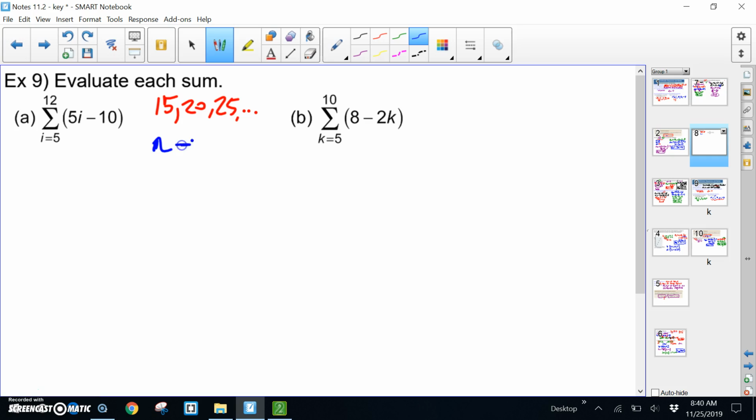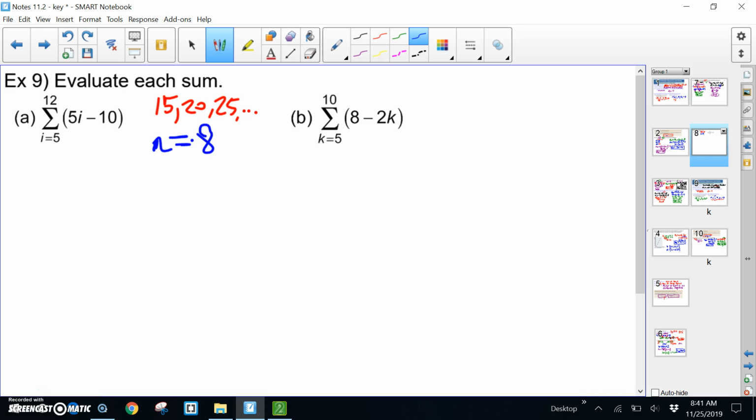Okay, it's not obvious, but it's also not difficult to figure out. If you're going to plug in 5, 6, 7, 8, 9, 10, 11, 12, use your fingers if you have to, but that means we're going to end up plugging 8 things in, okay? It's not 12 minus 5 is 7, it's 12 minus 5 plus 1 is 8. There are going to be 8 terms in that sequence that we would have to add up. Okay, so n is equal to 8.